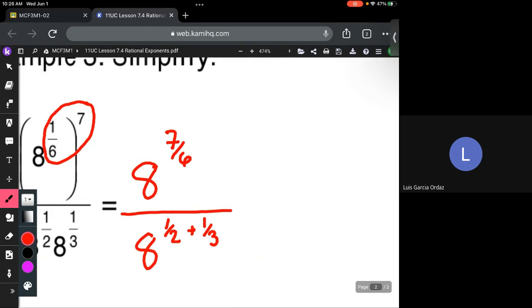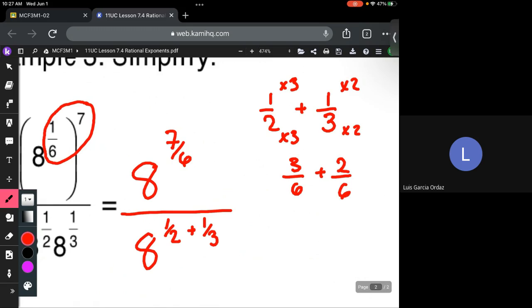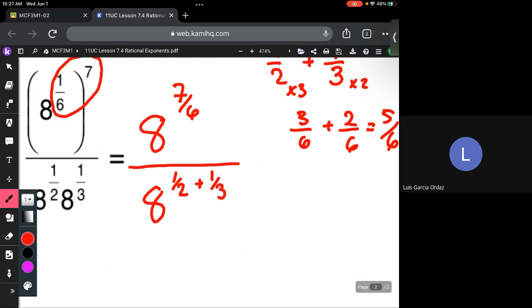So let's go back to our grade 9 skills. What's my common denominator going to be? 6. So I multiply the first one by 3 and multiply the second one by 2. So I get 3 over 6 plus 2 over 6, which gives me what? 5 over 6. Common denominator.